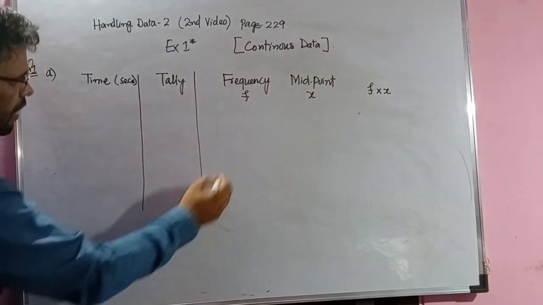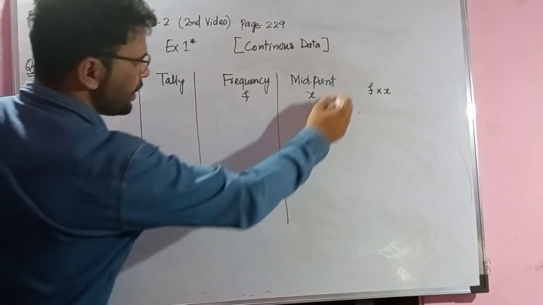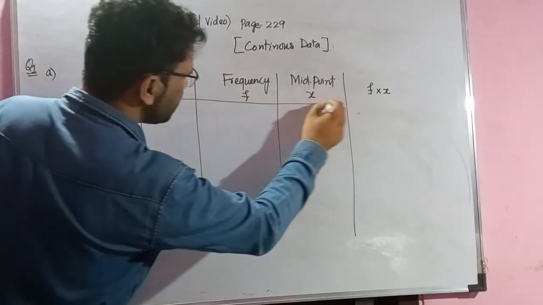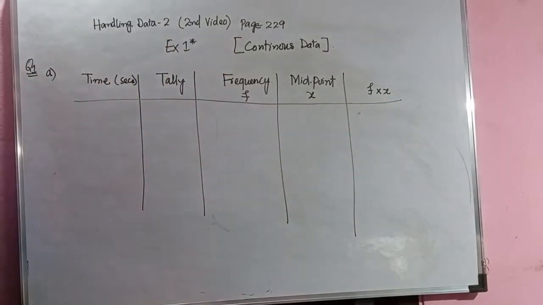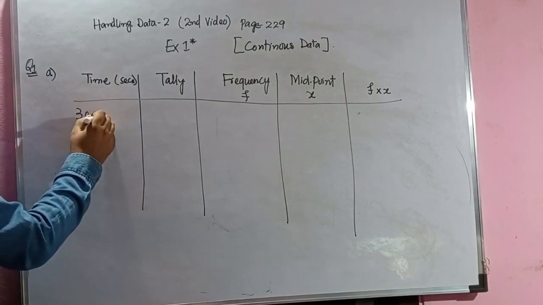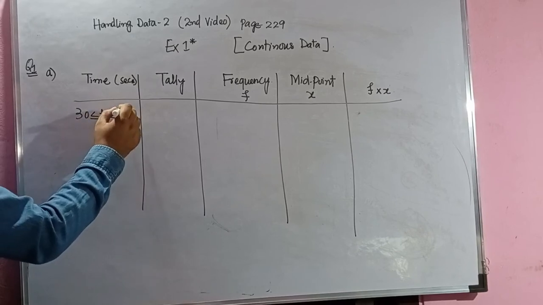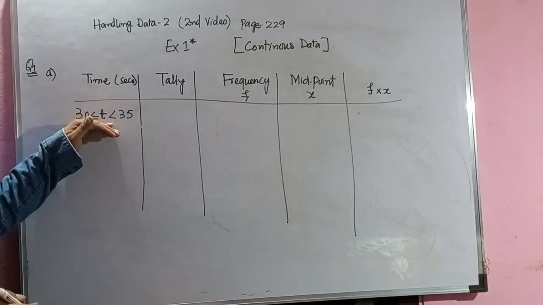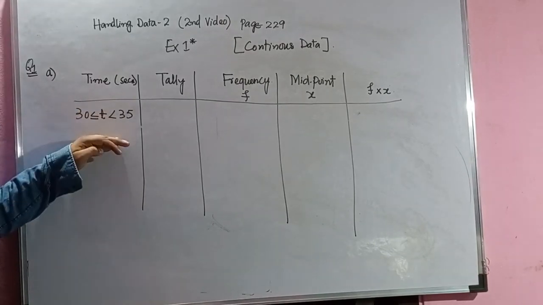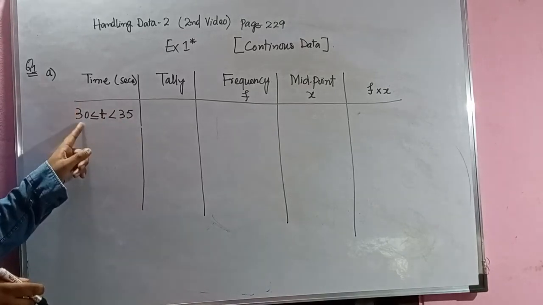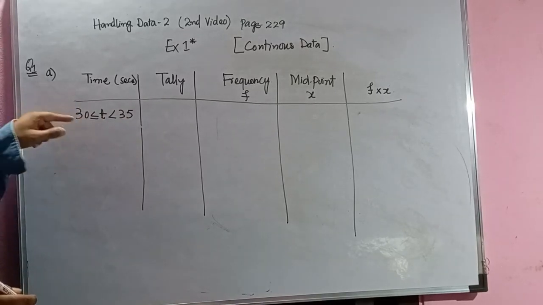You can see how I am drawing the table, how I am writing the values. Please understand, everyone will understand. It is given in the question what the width of the class should be. The first is 30 ≤ T < 35. So we need to check the times given in the data which lie between 30 and 35, and if it is 30 it can be counted in this class.